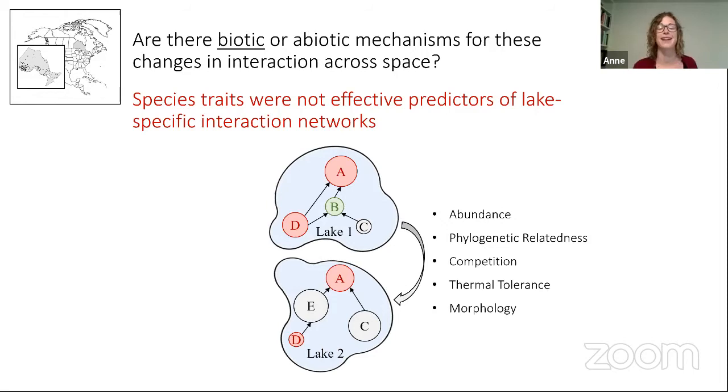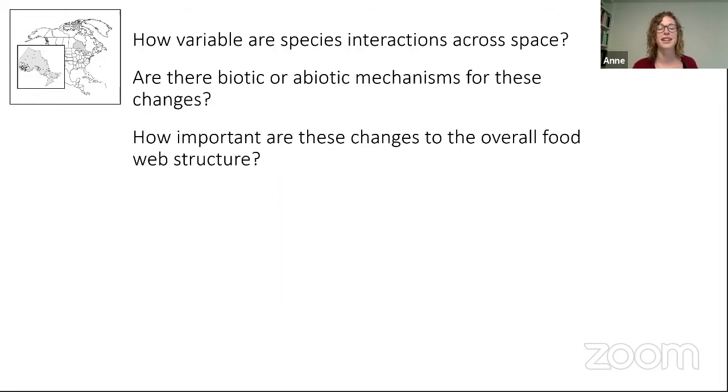But we had the last question. The last question was, how important are these changes to overall food web structure? So the interactions are changing, but does that matter? Are we just swapping out the players and maintaining the same overall food web architecture?